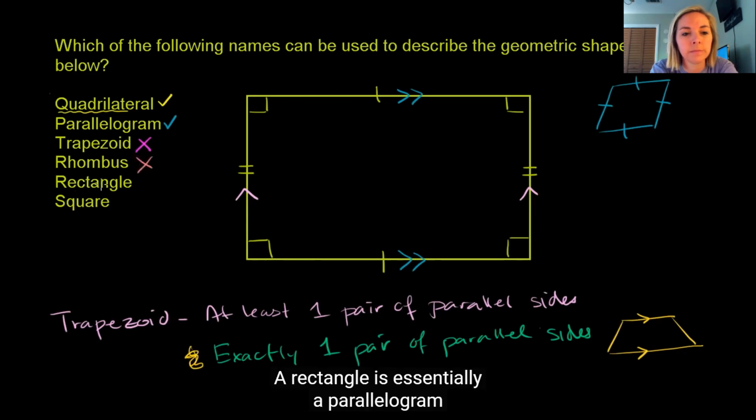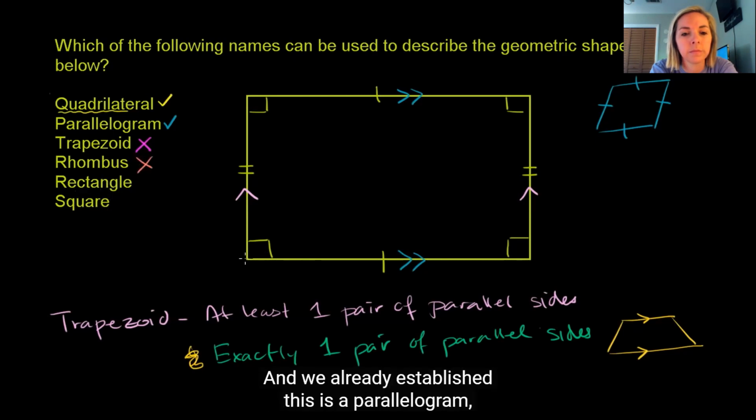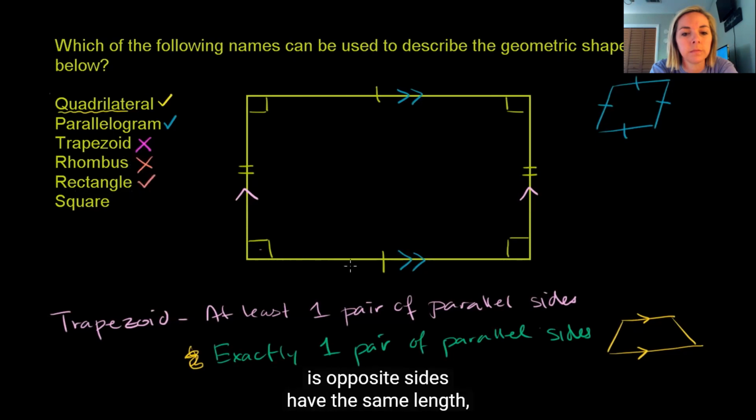A rectangle is essentially a parallelogram that has four right angles. And we already established this is a parallelogram, and it also has four right angles. 1, 2, 3, 4. So this is a rectangle. Another way to think about a rectangle is opposite sides have the same length, and you have four right angles. So this is definitely a rectangle.